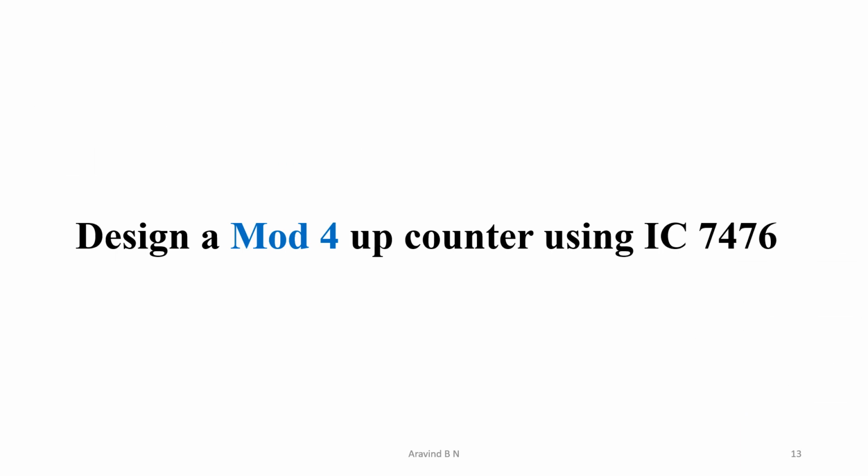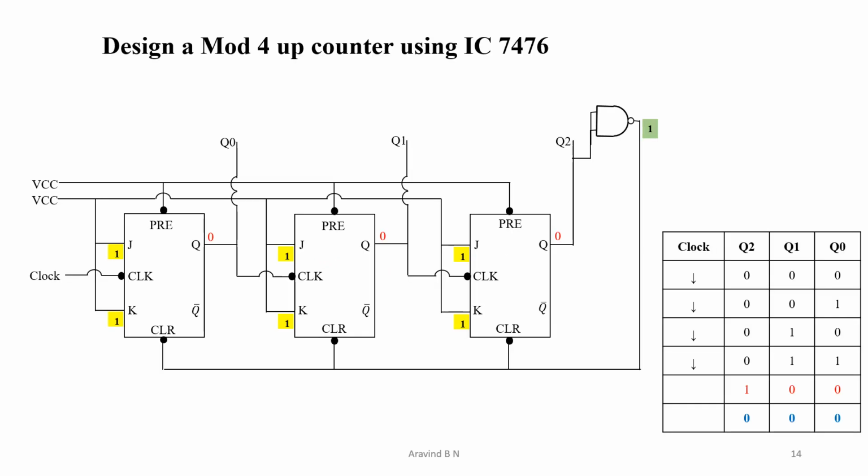Now for better understanding, let us have a circuit representation for one more mod up counter. So here I am going to consider the mod 4 up counter design. So this is the design we are going to have. Again, NAND gate only I am going to make use of. There will be no change with respect to that one.